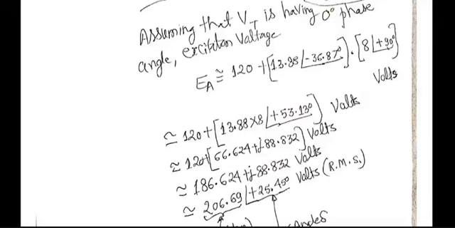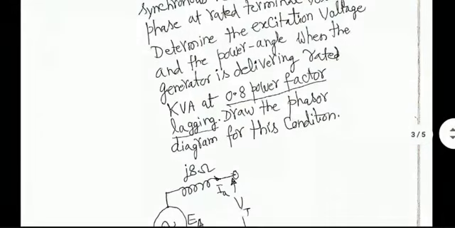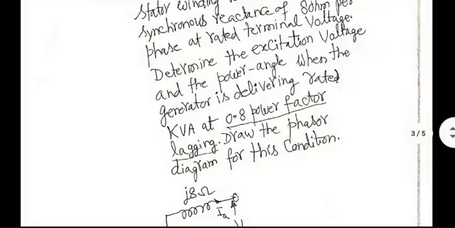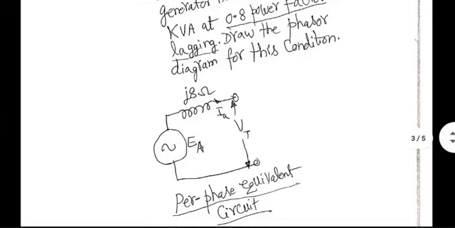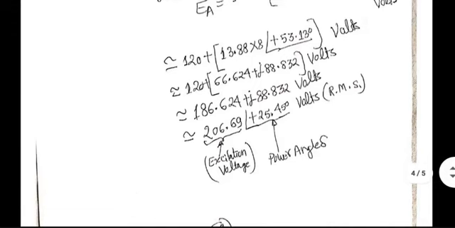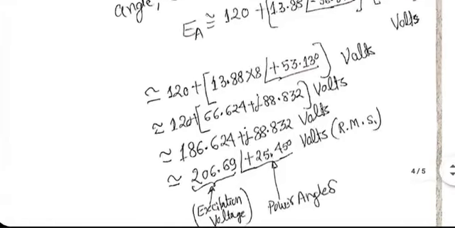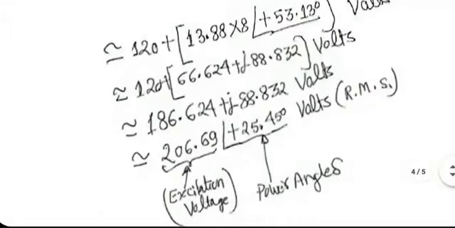And then, if necessary, you can convert the result back into polar form. In fact, you will have to do that because they want you to calculate the power angle also, which is the phase angle between EA and VT. That can be known only when you convert EA to polar. EA turns out to have a magnitude of 206.69 volts and a phase angle of plus 25.45 degrees. So this is the power angle, and this is the excitation voltage.